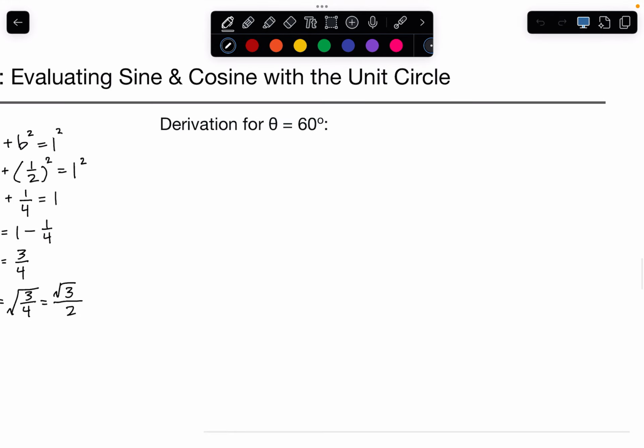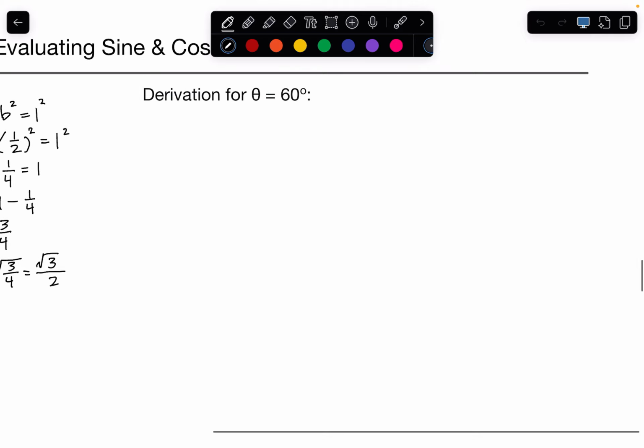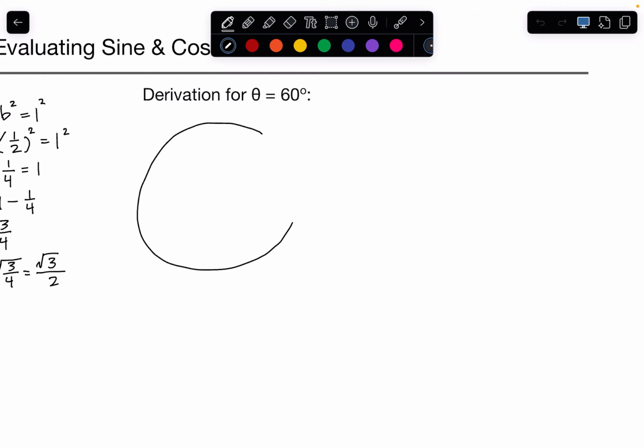So we're going to start the process similar to how we did yesterday. We're going to draw our picture. We're going to draw a triangle based on the point on the unit circle that we're sitting at, with the goal of figuring out the coordinates at that point.